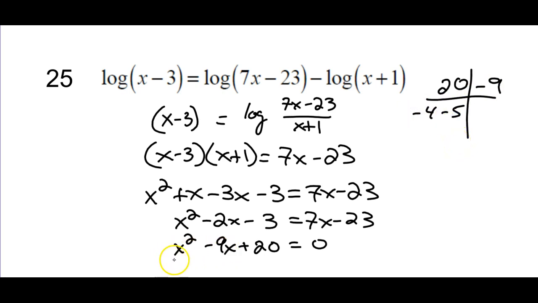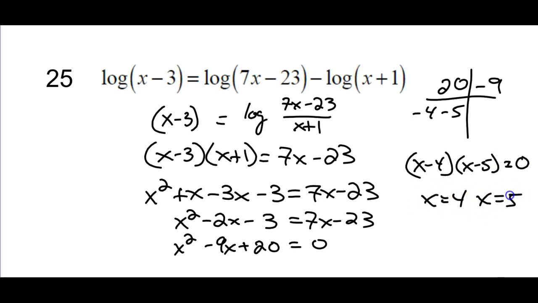And so I'm kind of doing this silently because it's kind of the same stuff we've already done, but factoring this, I get x minus 4 times x minus 5 equals 0. And so x equals 4 and x equals 5. Check to make sure nothing is extraneous here.